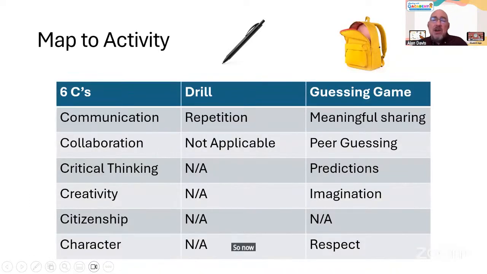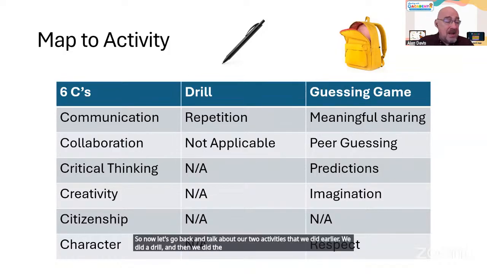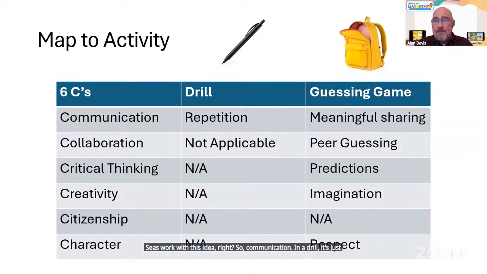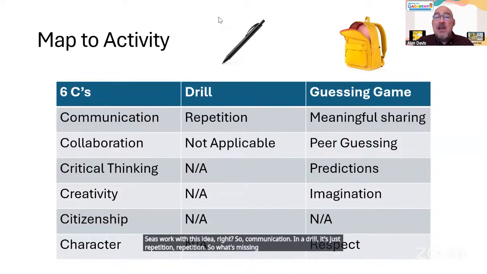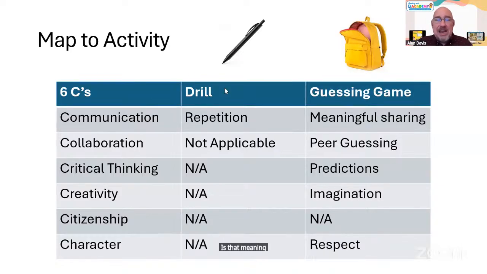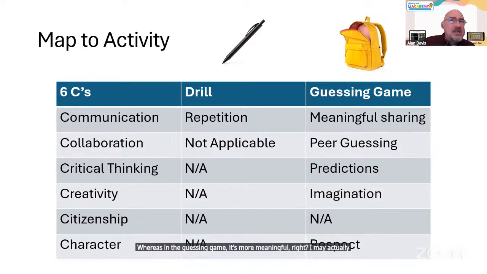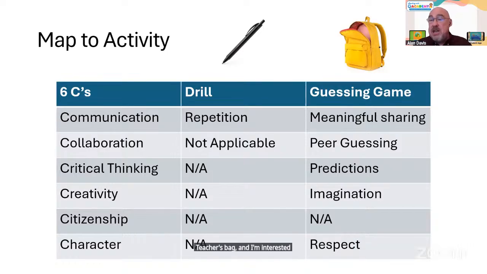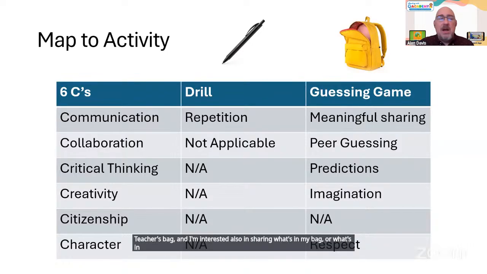So now let's go back and talk about our two activities that we did earlier. We did a drill and then we did the guessing game. So let's map out how the 6 C's work with this idea, right? So communication. In a drill, it's just repetition, repetition. So what's missing here is that meaning, the meaningful. It's not meaning, it's just boring. Whereas in the guessing game, it's more meaningful, right? I may actually be interested to know what's in the teacher's bag, and I'm interested also in sharing what's in my bag or what's in my friend's bag, right?